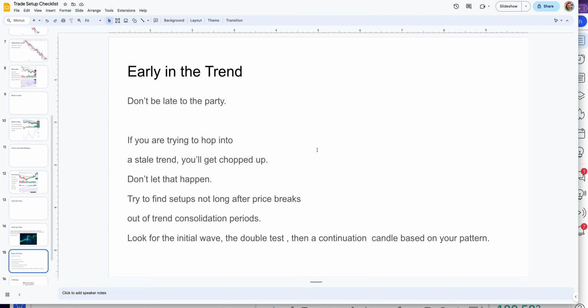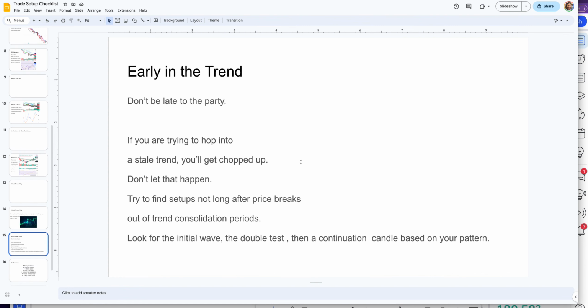Finally, be early in the trend. Don't be late to the party. If you're trying to hop into a stale trend, you'll get chopped up. Don't let that happen. Try to find setups not long after price breaks out of trend consolidation periods. Look for the initial wave, the double test, then a continuation candle based on your pattern. If you start getting in on the third wave, your chances are not real good of things working out. Look into Elliott wave theory a little bit if you want to know more about trading earlier in the trend.